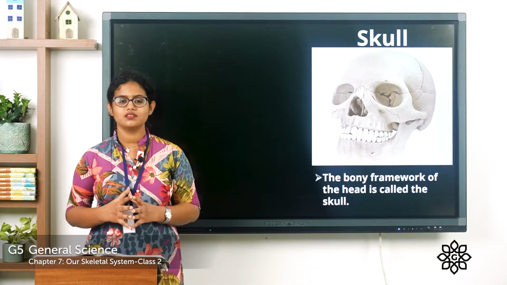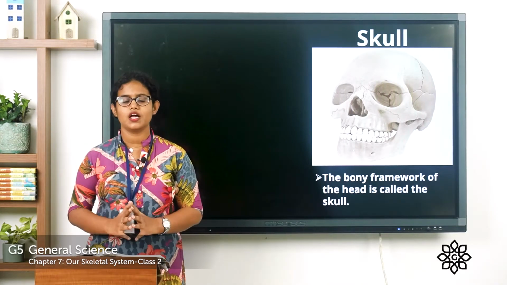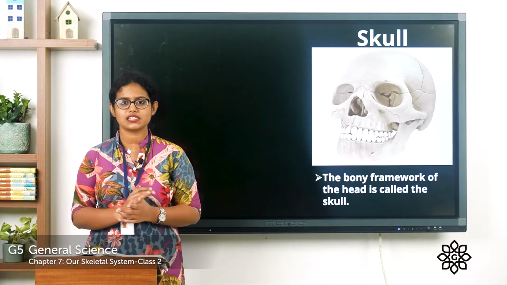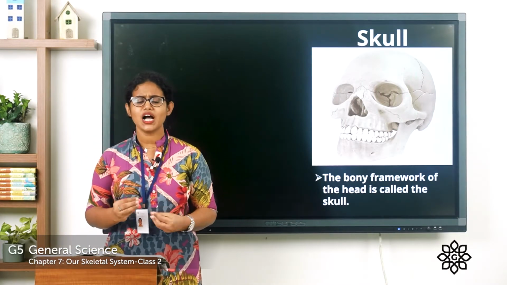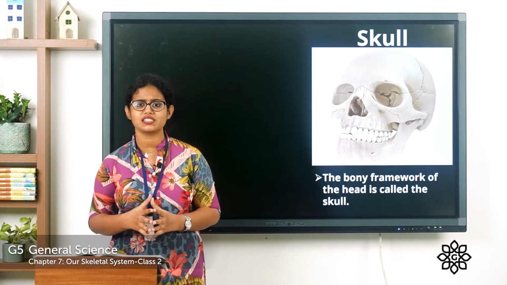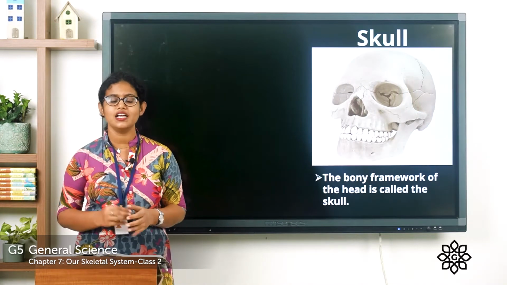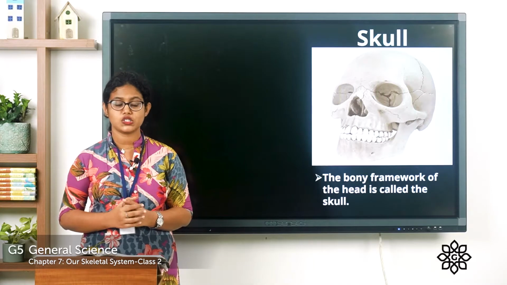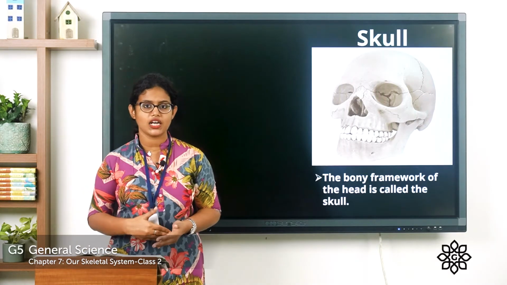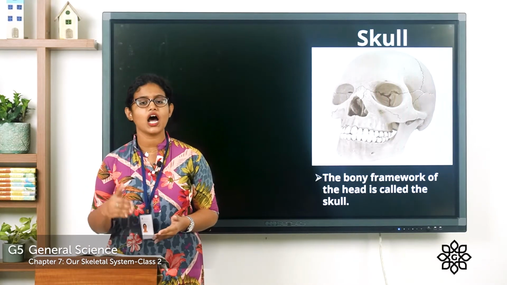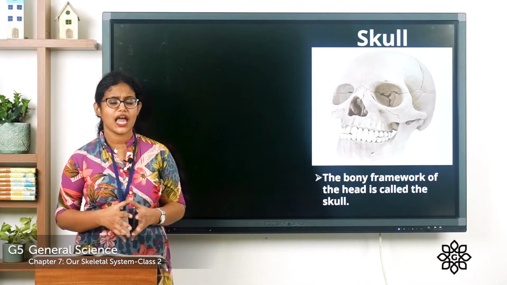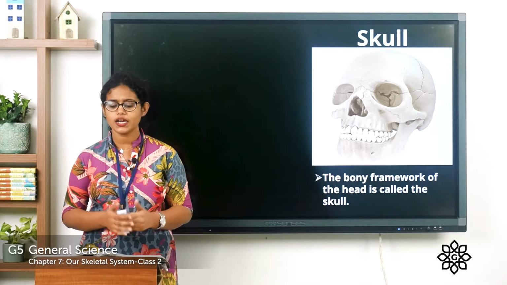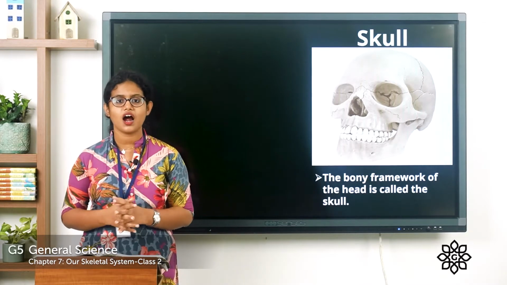So the first one is the skull. The bony framework of the head is called the skull. Do you know how many bones are there in our human skull? Our human skull generally consists of 22 bones. In that, 8 are cranial bones and 14 are facial bones. And all these bones are very strong and hard.